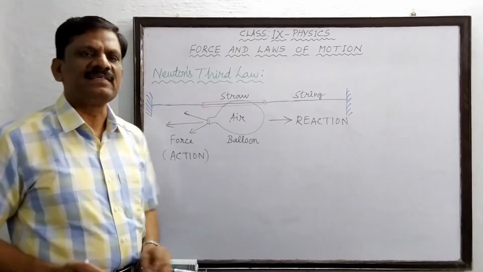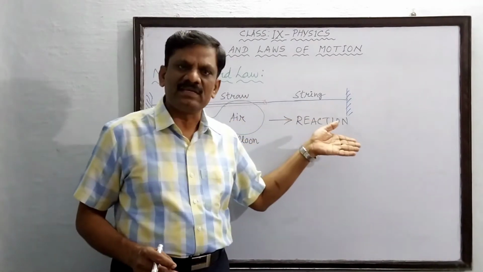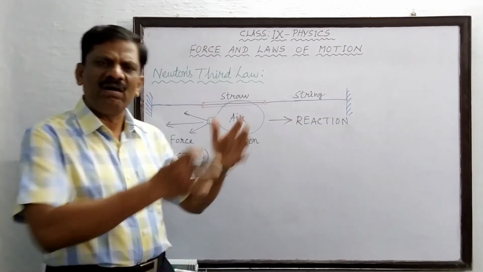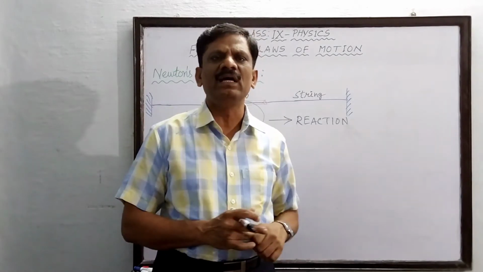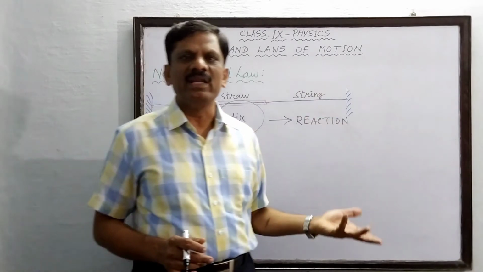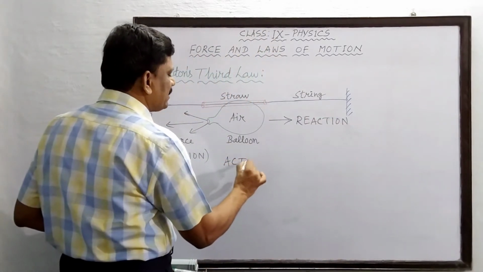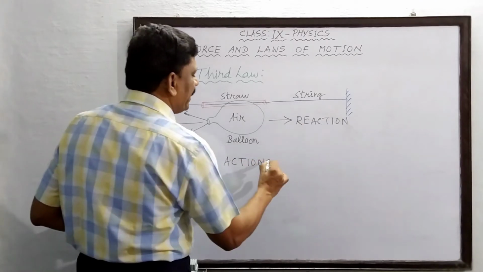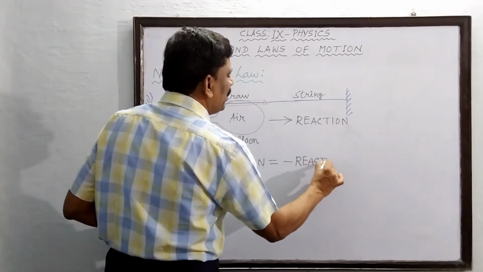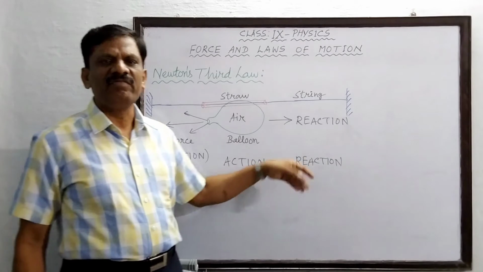Suppose less air is inflated inside the balloon, then the reaction would be very less. Suppose a large quantity of air is filled inside the balloon, then a large amount of air will be rushing out in the backward direction, so the reaction also will be proportionately larger. My dear students, this action is one force and this reaction is another force. These two are equal in magnitude but opposite in direction. So action is equal to minus of reaction.